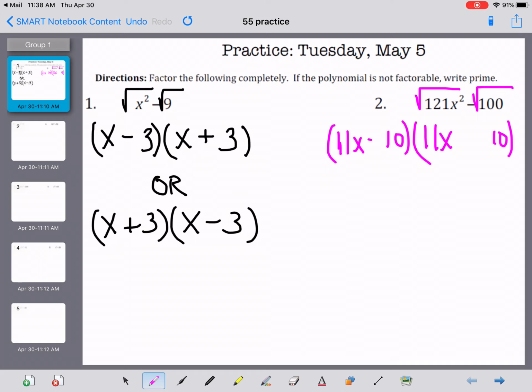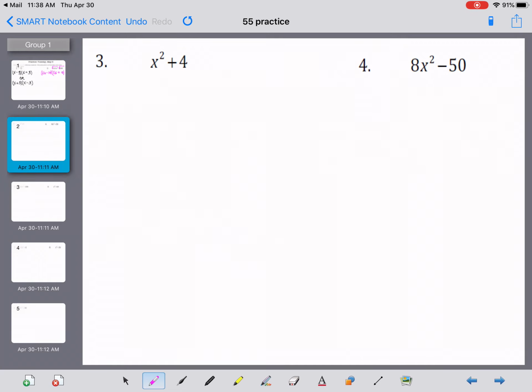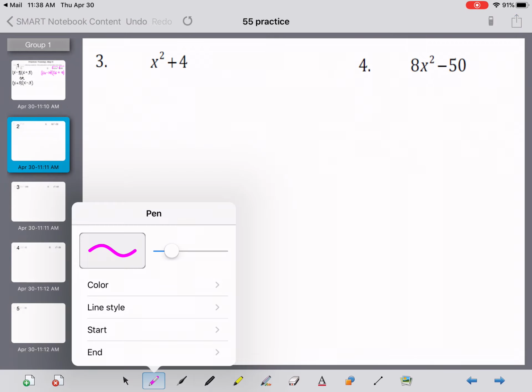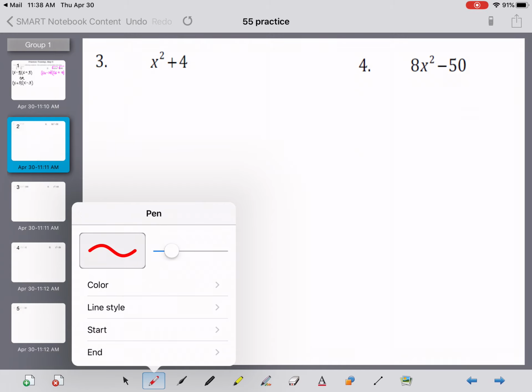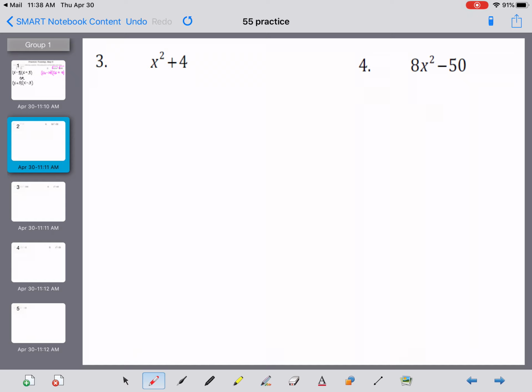And then we're going to put the signs in. One parenthesis has a negative sign, the other parenthesis has a positive sign. What we also have to watch out for when we're looking at these types of problems is that we need to make sure that we have a subtraction in these problems. As we look at problem number 3, it says x squared plus 4. Yes, we can take the square root of x squared, and yes, we can take the square root of 4, but because we have a plus here, this problem is prime. We cannot factor it anymore.